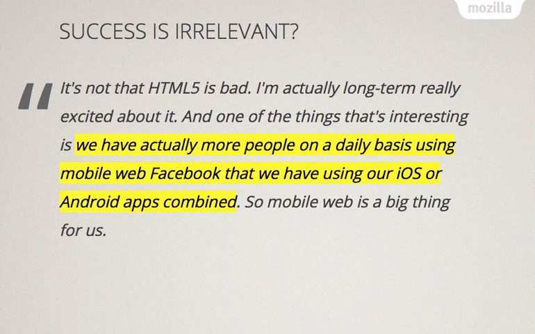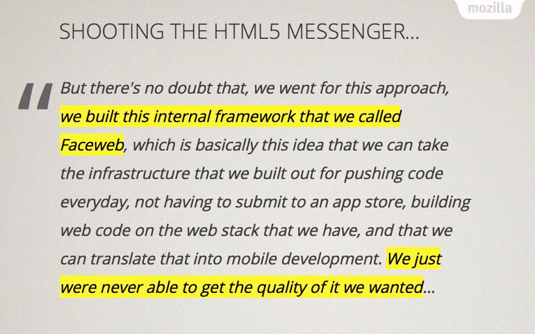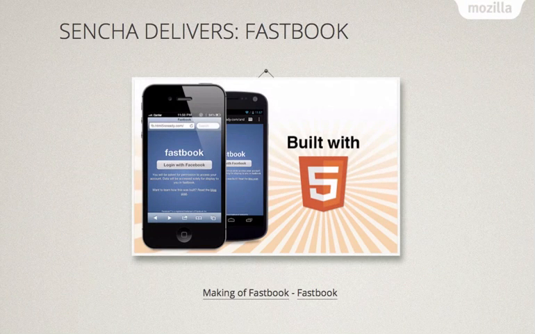They also failed to mention that Zuckerberg said that the whole problem was that they built their own system called FaceWeb, which was actually not performing fast enough. And the cool thing about that one is if you annoy HTML5 guys enough, then they will come up with something to prove you wrong. And Sencha did this. Sencha just created something called Fastbook, which is an HTML5 application that has Facebook content in it, and it's actually faster than the native app.